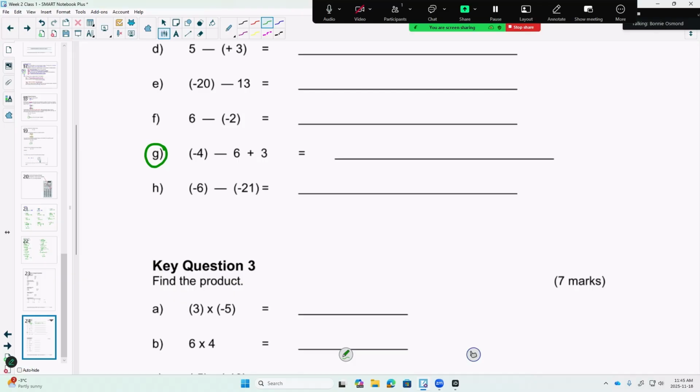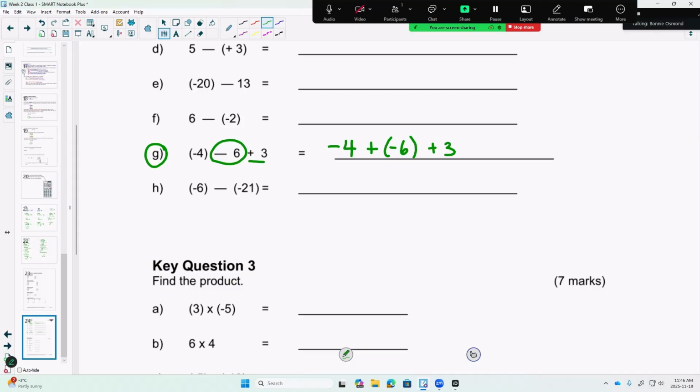In G, we have three numbers that we're dealing with here. So in G, you need to take your time a little bit. So negative 4 minus 6 plus negative 3. So negative 4 stays the same. Then we have to change this minus 6 to plus negative 6. And then plus negative 3. There's nothing there to change.